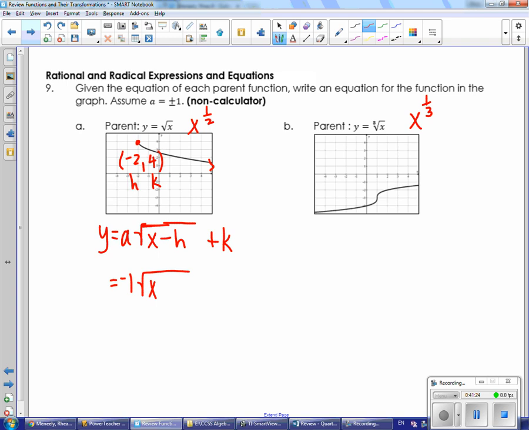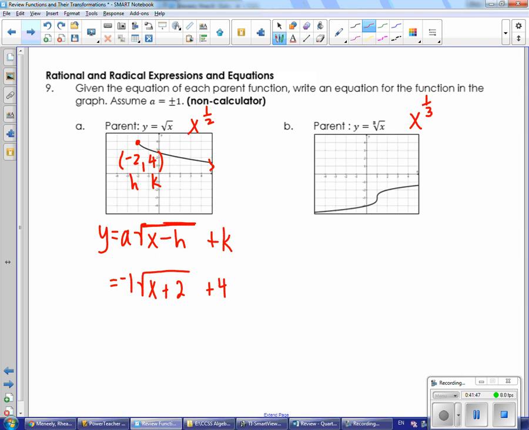But you do need to remember that when it comes to the h value and that quantity that's going to be in the parentheses or under the square root or under the radical, it's x minus h. So if I tell you that h is negative 2, you have to remember to take the opposite of it. Because x minus a negative 2 is really x plus 2. And then the k value is just going to be positive 4. You don't have to change that.